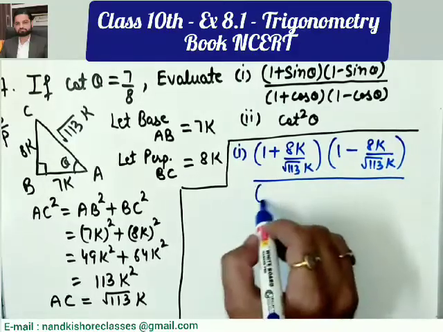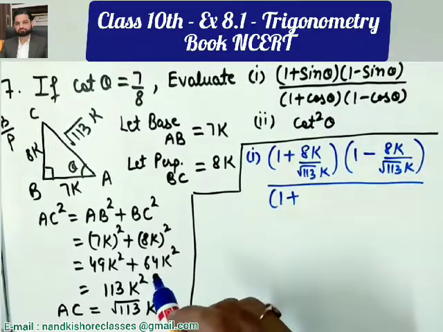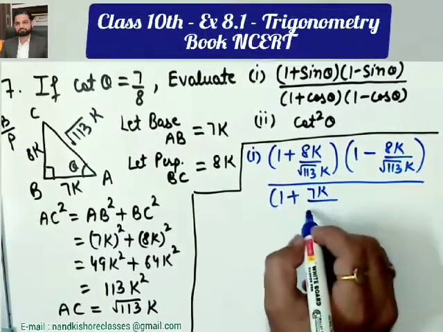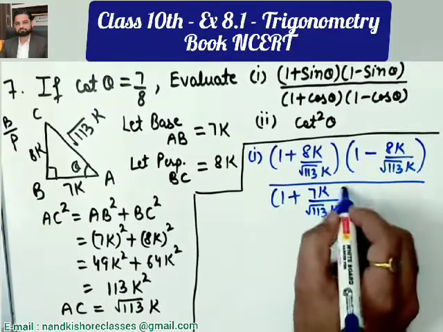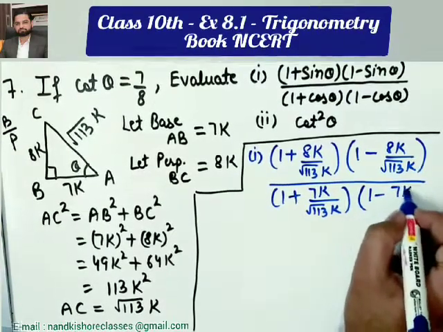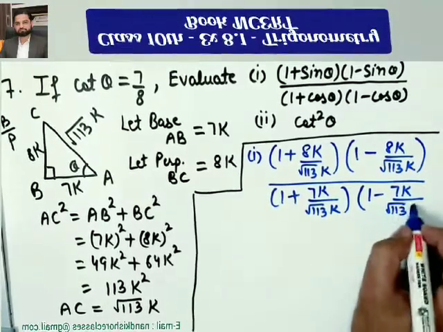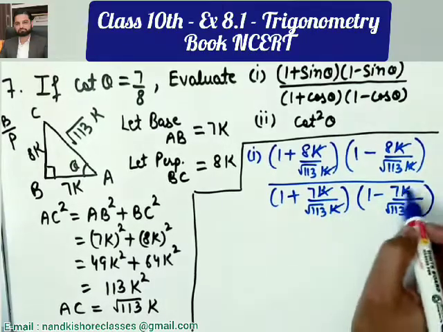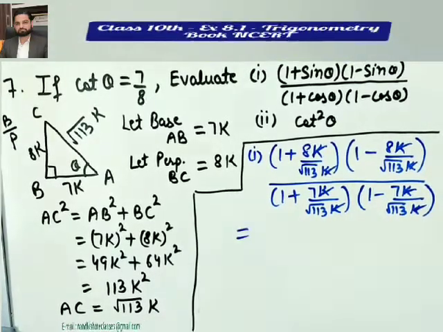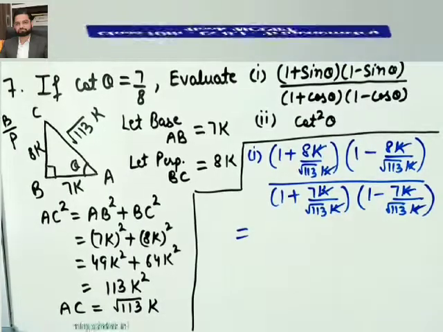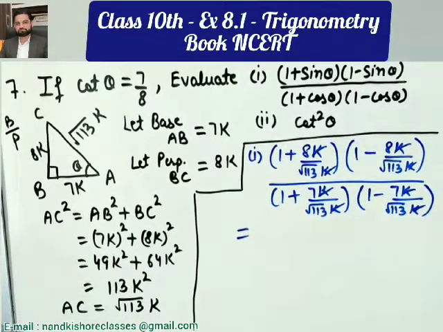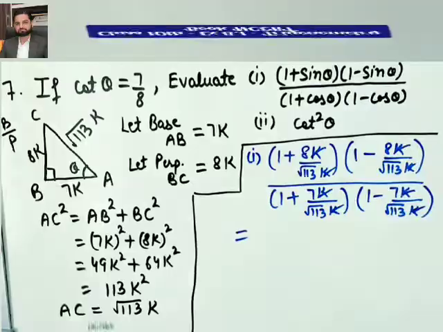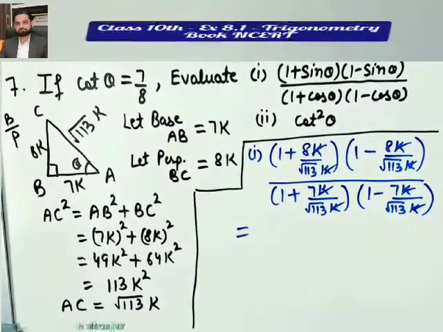And in the denominator, 1 plus cos theta. Cos theta is base upon hypotenuse, right? That means 7k over root 113k. Then 1 minus 7k upon root 113k, right? k and k cancel. All the k's will be cancelled. Now what will it become? Just look carefully. It's becoming the formula a plus b, a minus b. This formula could have been used directly also, because 1 plus sine theta, 1 minus sine theta, a square minus b square could have been used. But let us use it now.